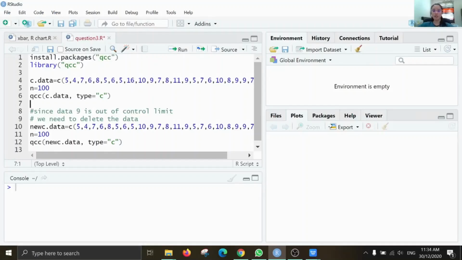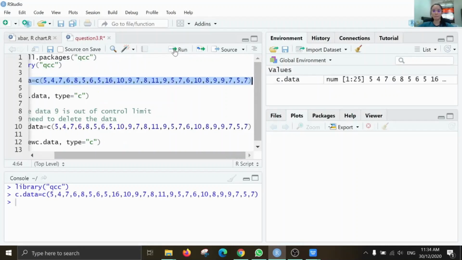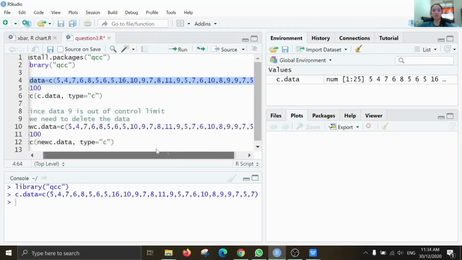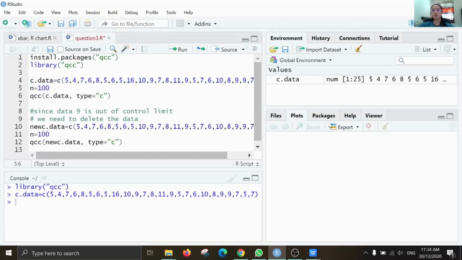Hello everyone, my name is Nathaniel and I will explain question 3. Question 3 is we need to construct a C chart for the number of non-conformities. Firstly, we need to run the library qcc in order to use the function qcc. And we assign c.data as the data we obtain from the question given. As you see, there are a total of 25 data points. As samples of fabric from a textile mill, each 100 square meters, are selected, n will be equal to 100.